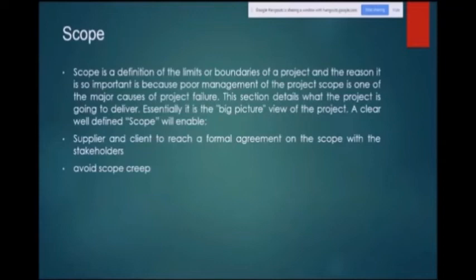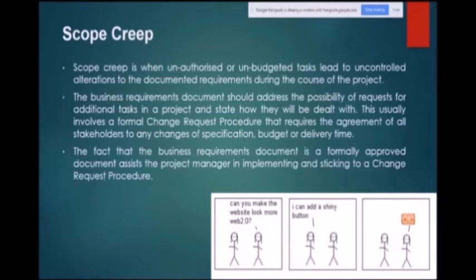This section details what the project is going to deliver. Essentially, it is a big picture view of the project. A clear, well-defined scope will enable suppliers and clients to reach a formal agreement on the scope with the stakeholders, and it will avoid scope creep. So what is scope creep? Scope creep is when unauthorized or unbudgeted tasks lead to uncontrolled alterations in the documented requirement during the course of the project.